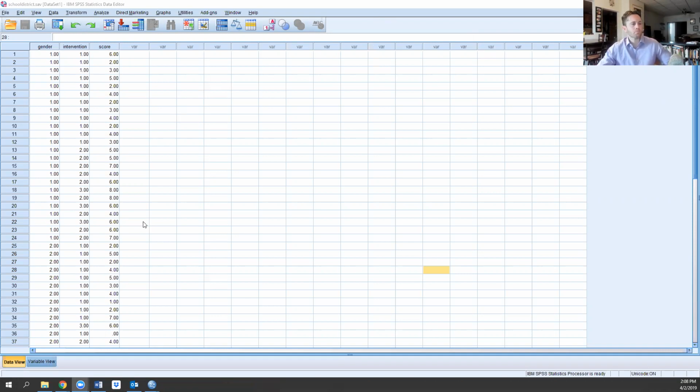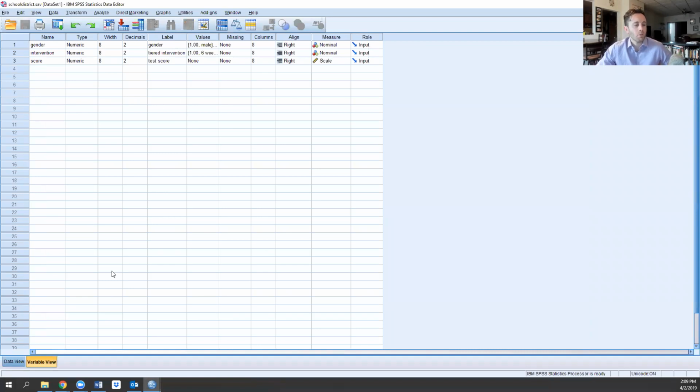So if we look here, we have three different variables. We have gender, which are coded as one or two. We have an intervention, and that's coded as 1, 2, and 3, which I will explain momentarily. And then test scores for these students who, again, are male and female. And they went through trials of an intervention with varying degrees of duration.